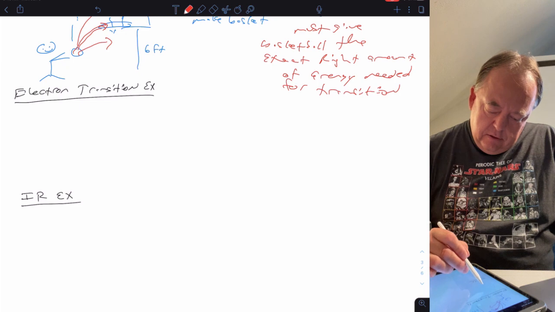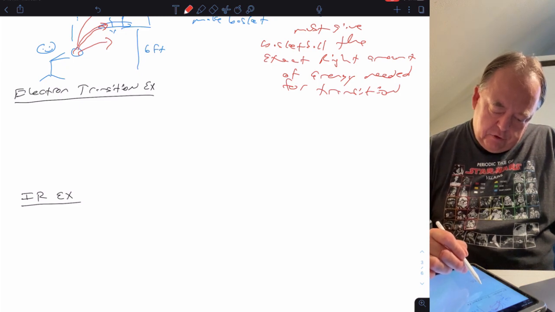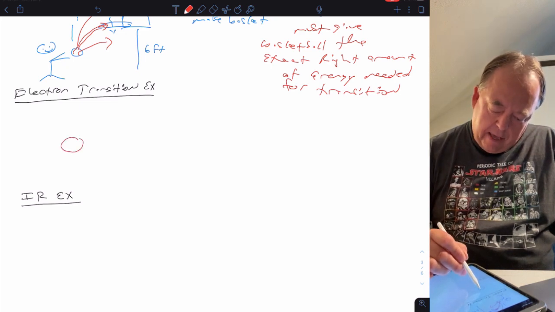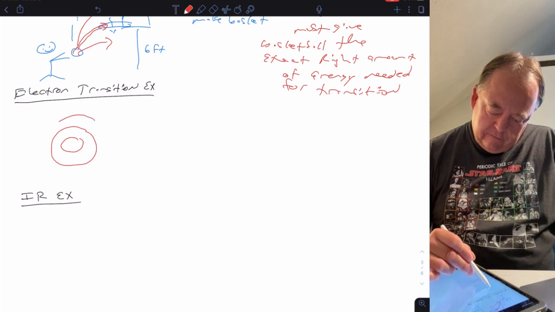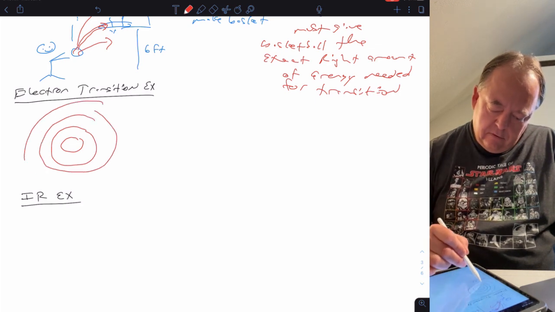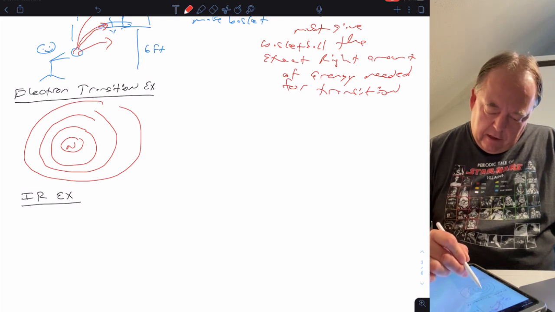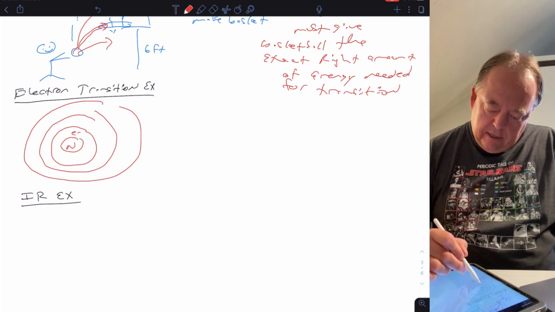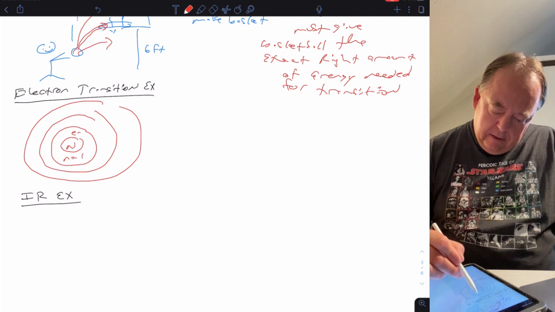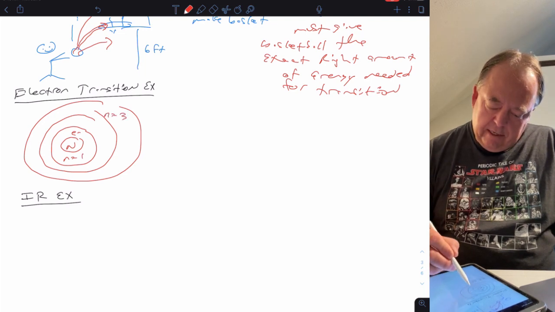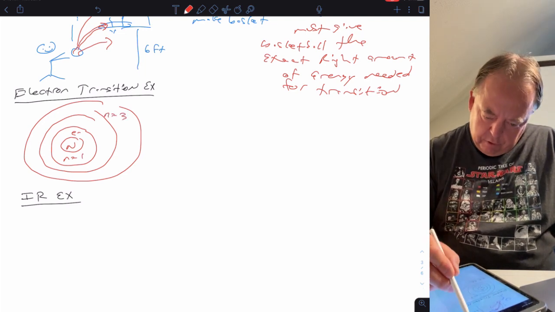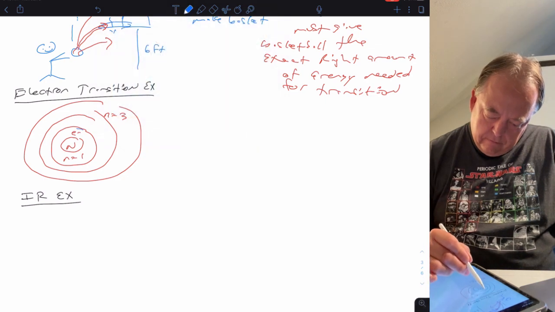So if we take a chemistry example, if we had some atom, and we'll just use the Bohr model to represent it. We have our nucleus, and we have an electron here in the n equals 1 shell, and you want the electron to go to the n equals 3 shell. So you want to do an electronic transition.